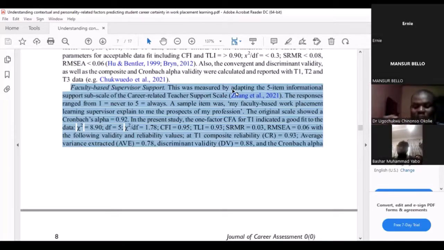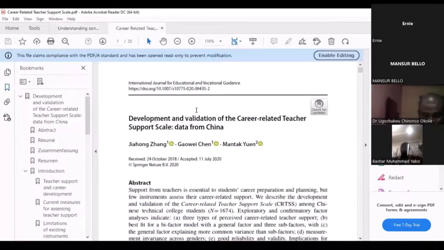No, I said if you want to develop an instrument for testing a study. For example, let me share. Hold on, let me show you where we got this instrument. I'm going to show you a paper where we adapted that particular scale that was used to measure that study.